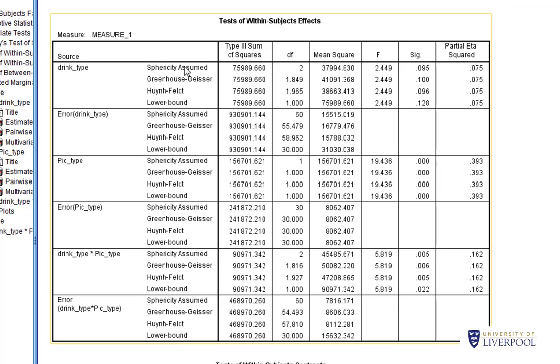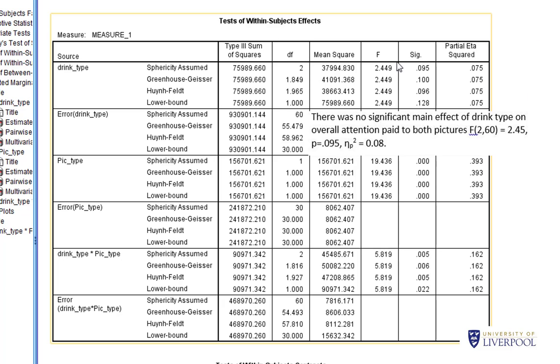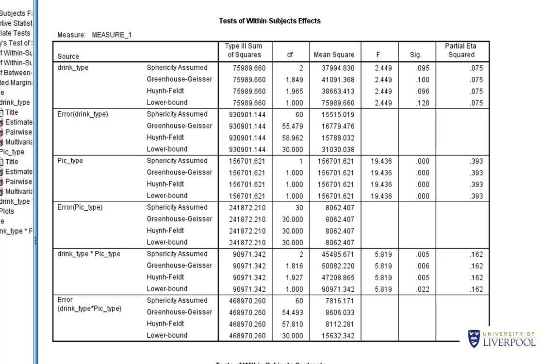So we use our sphericity assumed line, and as you can see, we have no statistically significant effect of the drink on how long individuals look at pictures in general, so hardly surprising really. And we'd write this up using the correct degrees of freedom, the F value, the p value, and the partial eta squared accordingly. Now, this doesn't require any post hoc tests for one simple reason: the ANOVA is non-significant. So you don't look at post hoc tests if you don't get a significant effect.